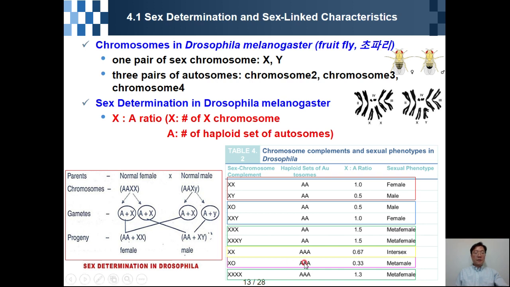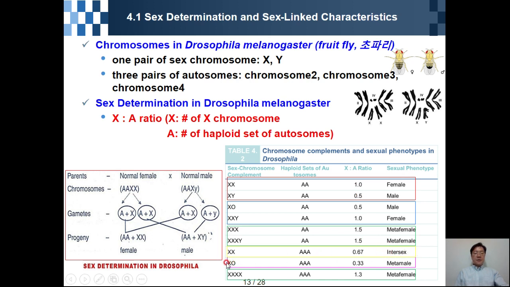Okay. How about these cases? They have the sex chromosomes XX, and also they have AAA. So in this case, what's the number of X chromosomes? X chromosome is 2. What is the number of haploid sets of the autosome? The number will be 3. The ratio will be 0.67. So 0.67 is located between 1.0 and 1.5. In this case, we call it intersex.